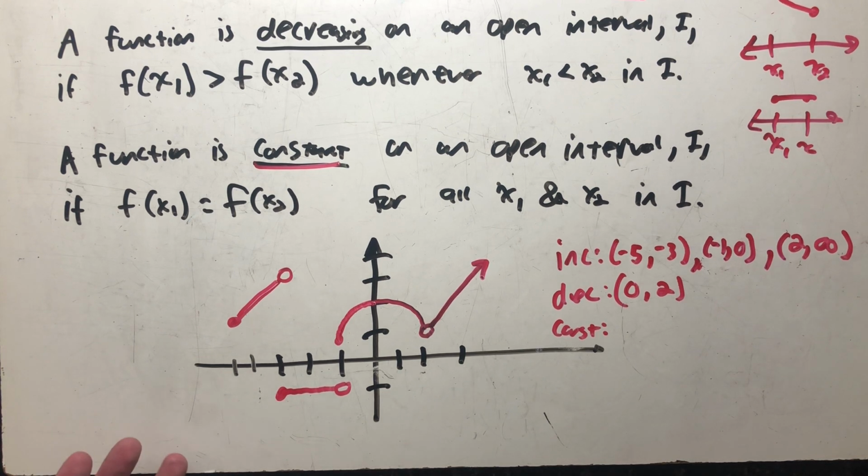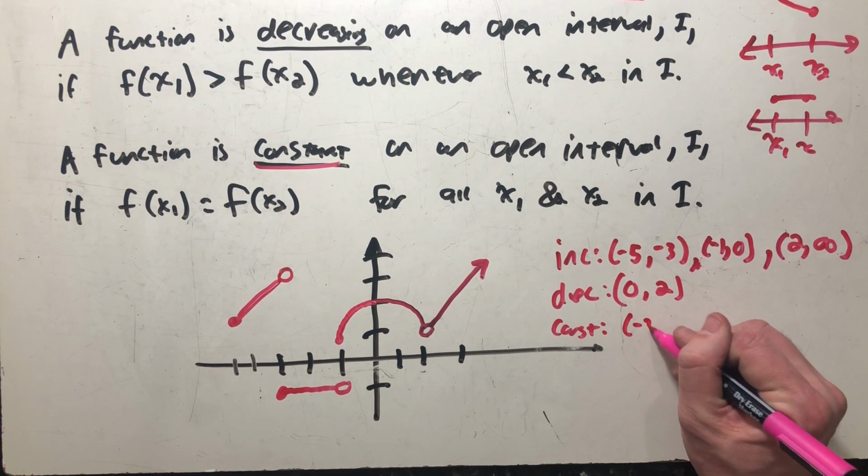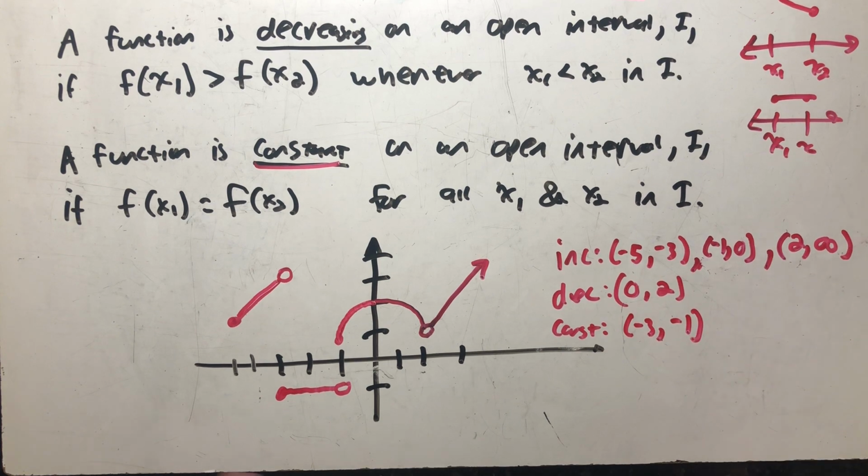All right, now I'm looking for anywhere it's constant, anywhere that looks like a horizontal line, and I see that right here from x equals -3 to x equals -1. And there we have it. That's how you identify where a function is increasing, decreasing, and constant.